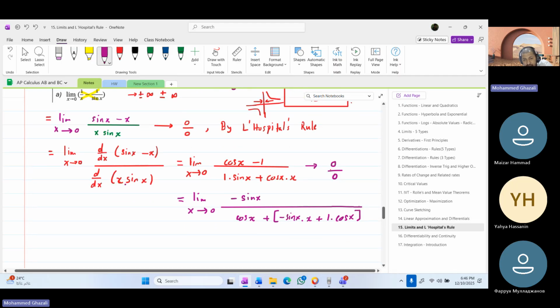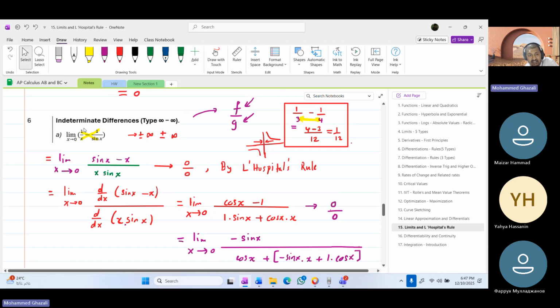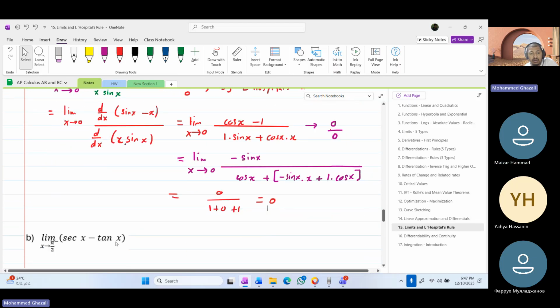Now, if you substitute 0, do we get the answer? Yes, we should, because we got 3 different terms. Cos of 0 is 1. Sine of 0 is 0. So you got 0 on the numerator. Cos of 0 is 1. Sine of 0 is 0, plus 0, plus 1. Now you're directly substituting, and we are getting an answer. We're getting 0 over 2. Yeah, sorry. So 0 over 2 is 0. So that's your answer for this. Does this have an answer? Yes, the answer is 0. 0 is a finite number.